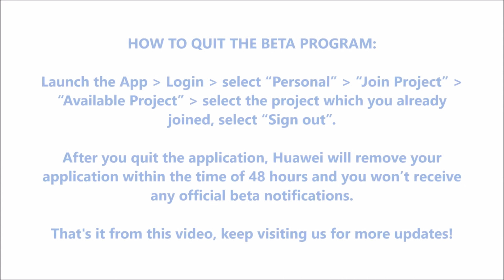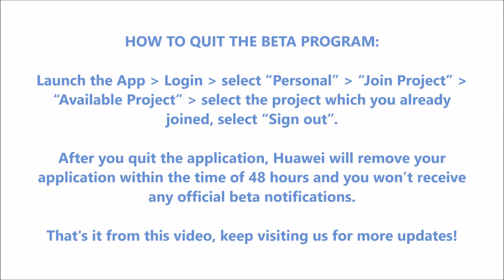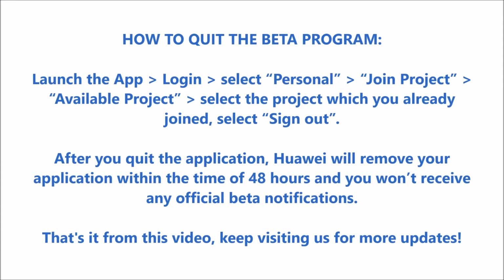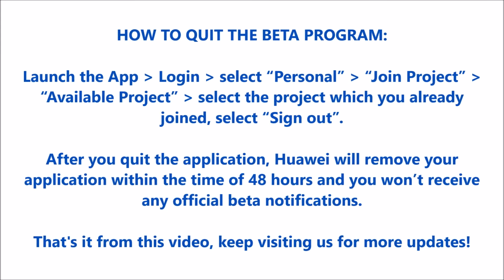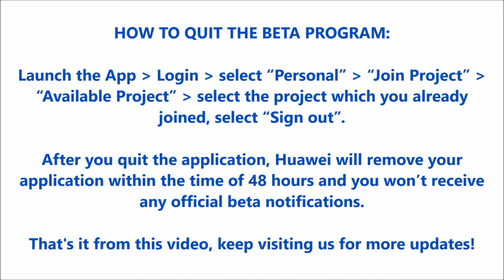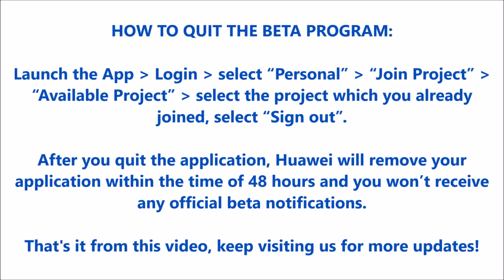How to quit the beta program. Launch the app, log in, select Personal, join project, available project, select the project which you already joined, select sign out. After you quit the application, Huawei will remove your application within 48 hours and you won't receive any official beta notifications.